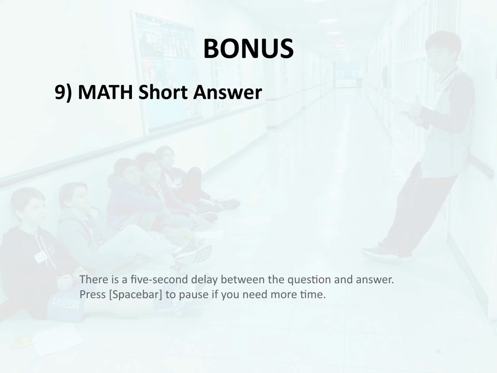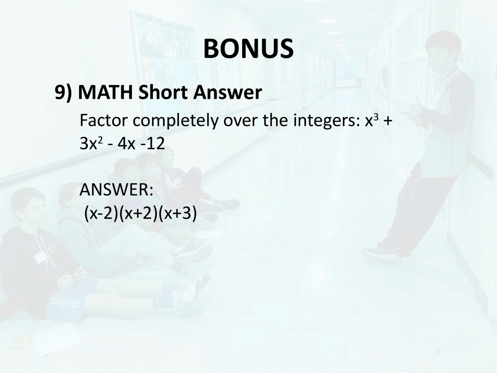Bonus 9. Math. Short answer: factor completely over the integers x cubed plus 3x squared minus 4x minus 12. Answer: the quantity of x minus 2 times the quantity of x plus 2 times the quantity of x plus 3.